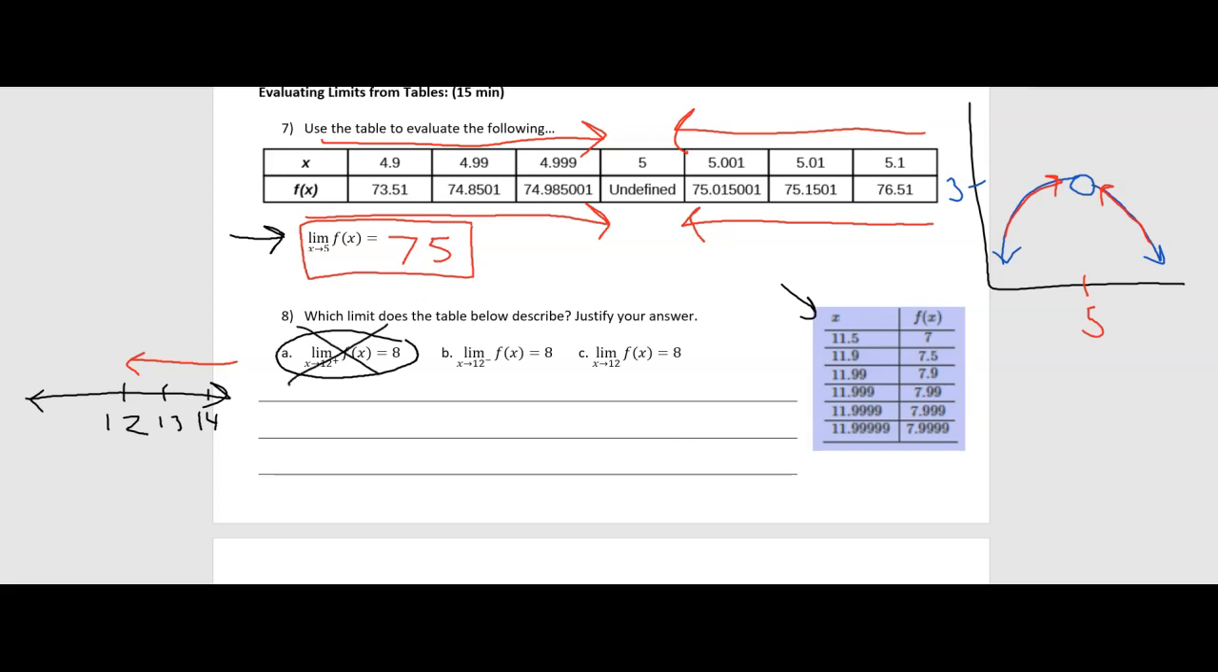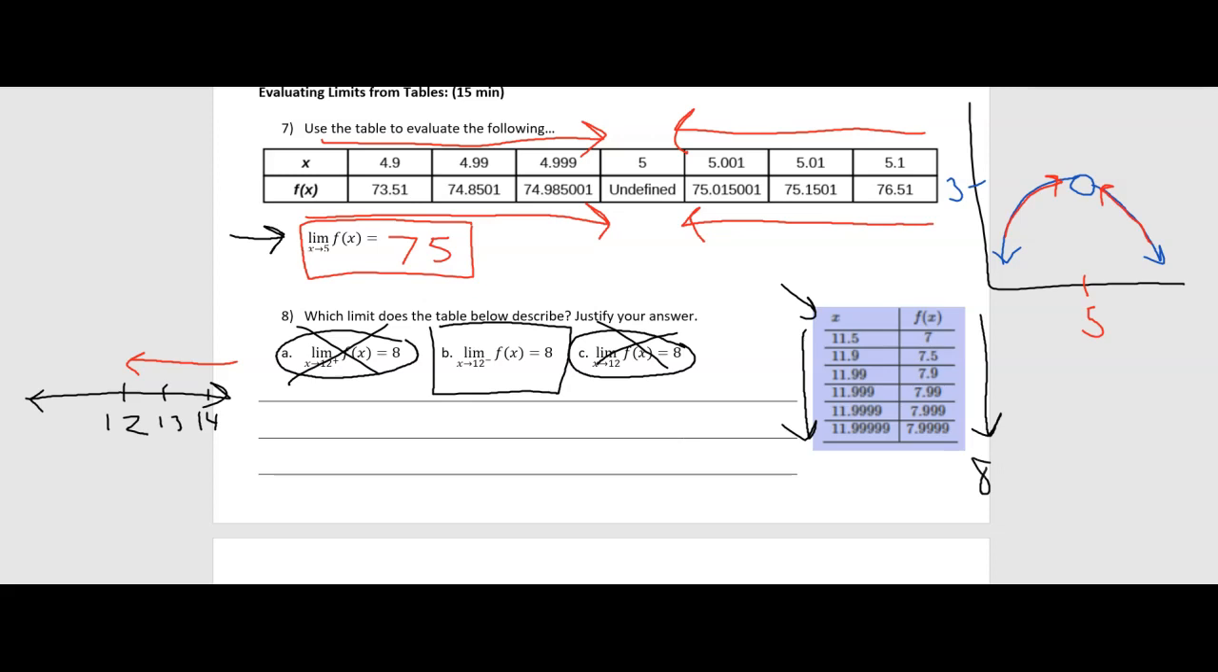And if it's not showing us both one-sided limits, well, we can't make an inference about the whole limit. So that also eliminates C because we need to see both one-sided limits for that. So our choice ends up being B, but let's also make sure that the limit is going to be equal to 8. So as we approach 12, we go from 7 to 7.5 to 7.9 to 7.99, etc. And we can clearly see that this limit is approaching 8.